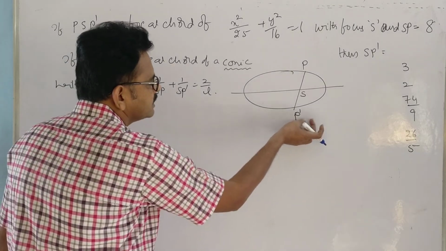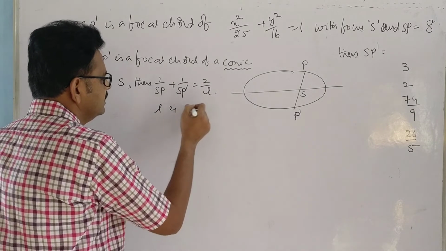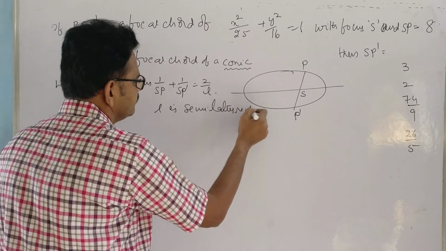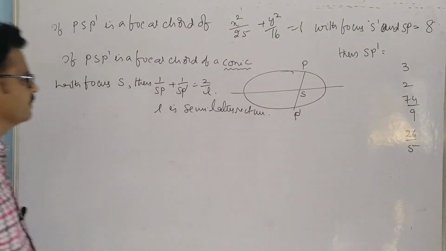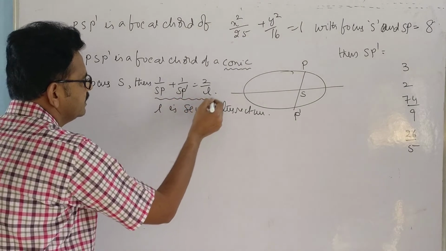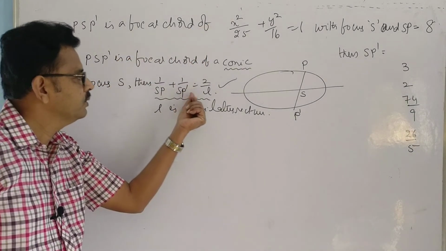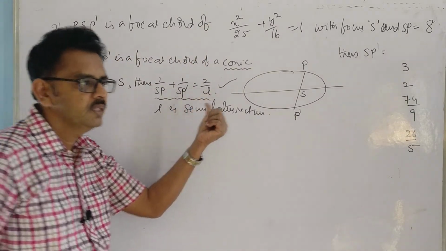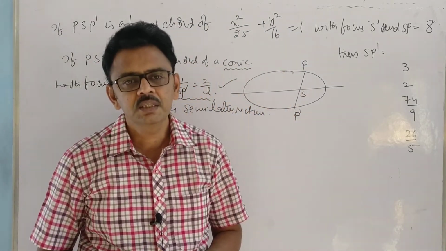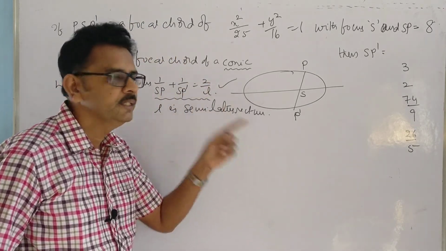Where L is the semilatus rectum. This is one important point I told in the parabola. For a parabola, L is the semilatus rectum. What is the semilatus rectum? It is 2a. The length of the latus rectum is 4a, the semilatus rectum is 2a. So 2 by 2a means 1 by a.